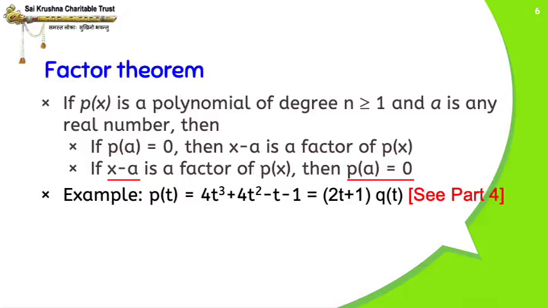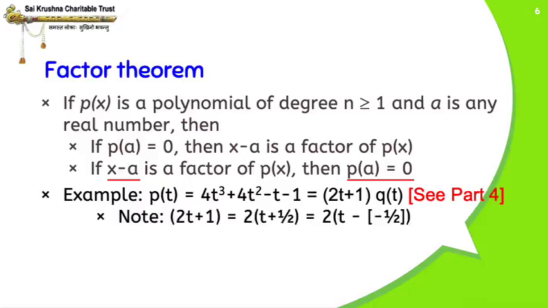Now, 2t plus 1 is not in the form of x minus a. So, we need to write it in the form of x minus a. We saw this again in part 4. We can write 2t plus 1 as 2 times t plus half, and t plus half can be written as t minus minus half. So, if 2t plus 1 is a factor, then t minus minus half is also a factor, which means if I want something like x minus a, then a is minus half.